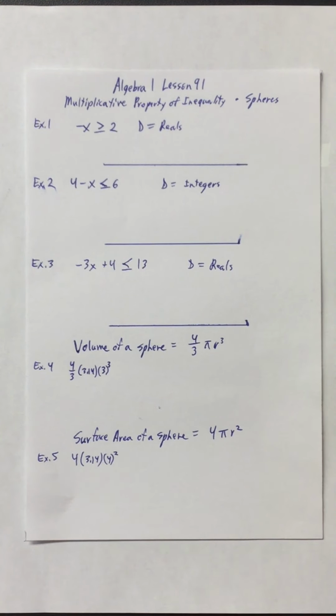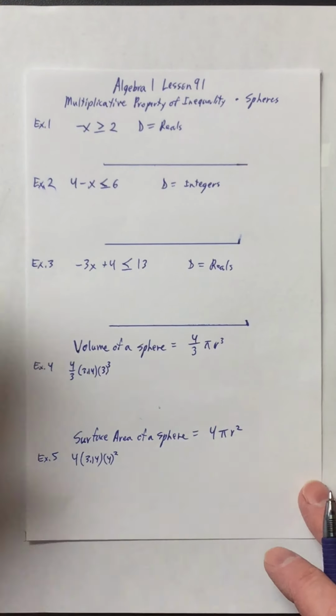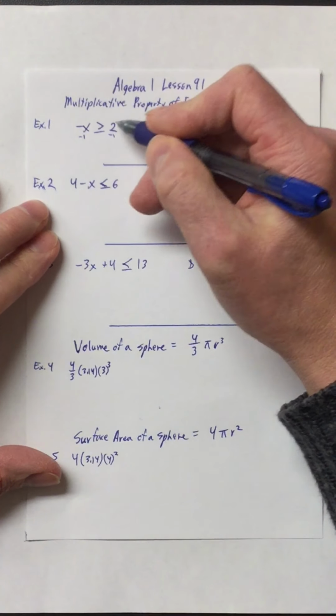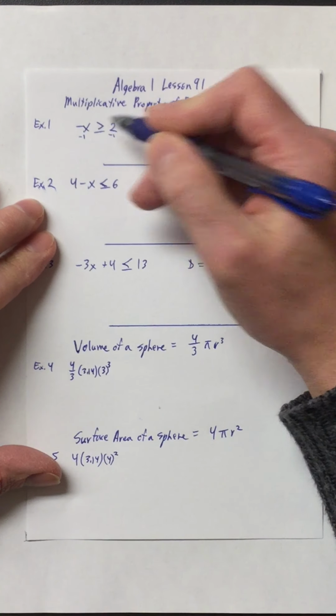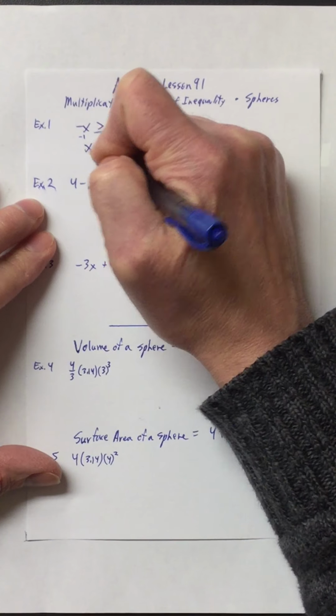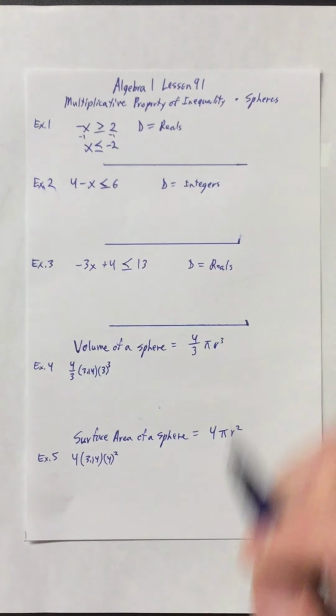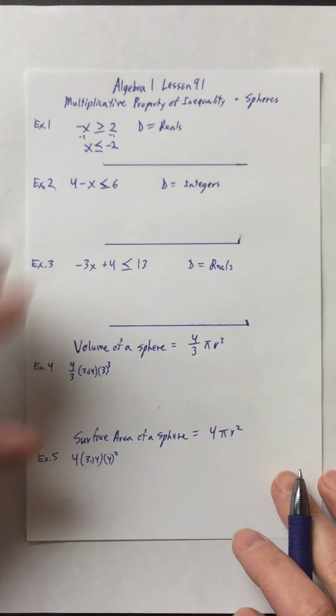So let's look at example 1. It gives me negative x is larger or equal to 2. Well, I got to get x by itself, so I'm going to divide both sides by a negative 1. Remember, when you do that, you have to flip the sign in the middle there, so I actually get x is less than or equal to negative 2. And then I will graph that.